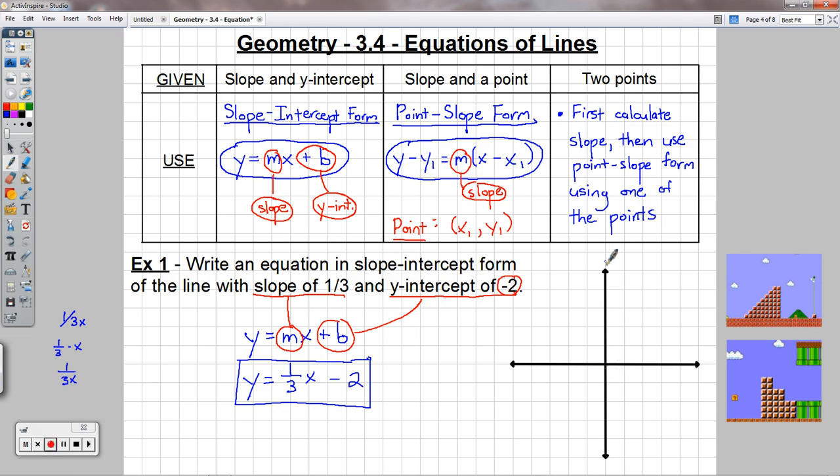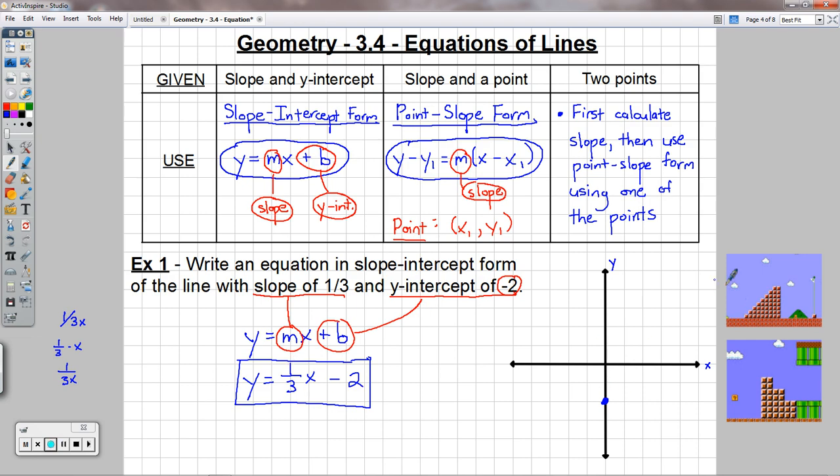So that means it crosses this y-axis. And with my notes here, we can always assume, unless I tell you otherwise, that this would just be the x-axis and y-axis. So this is -2. And then you've got 1/3 x. So this is a positive slope.